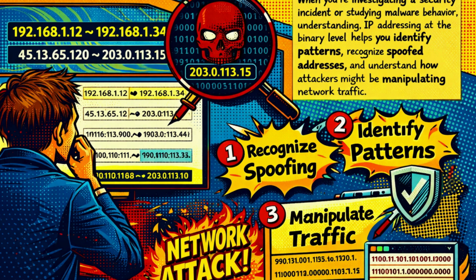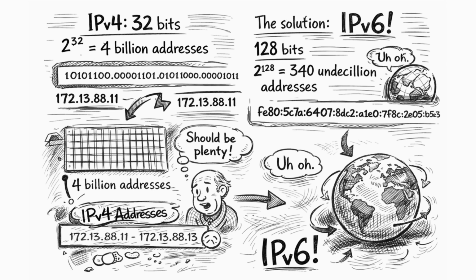So they came up with the solution of IPv6, which uses 128 bits instead of 32. 128 bits gives us an astronomical number of possible addresses, 2 to the 128th power. That's about 340 undecillion addresses, or roughly 340 trillion. There are enough IPv6 addresses for every grain of sand on Earth to have billions of addresses.